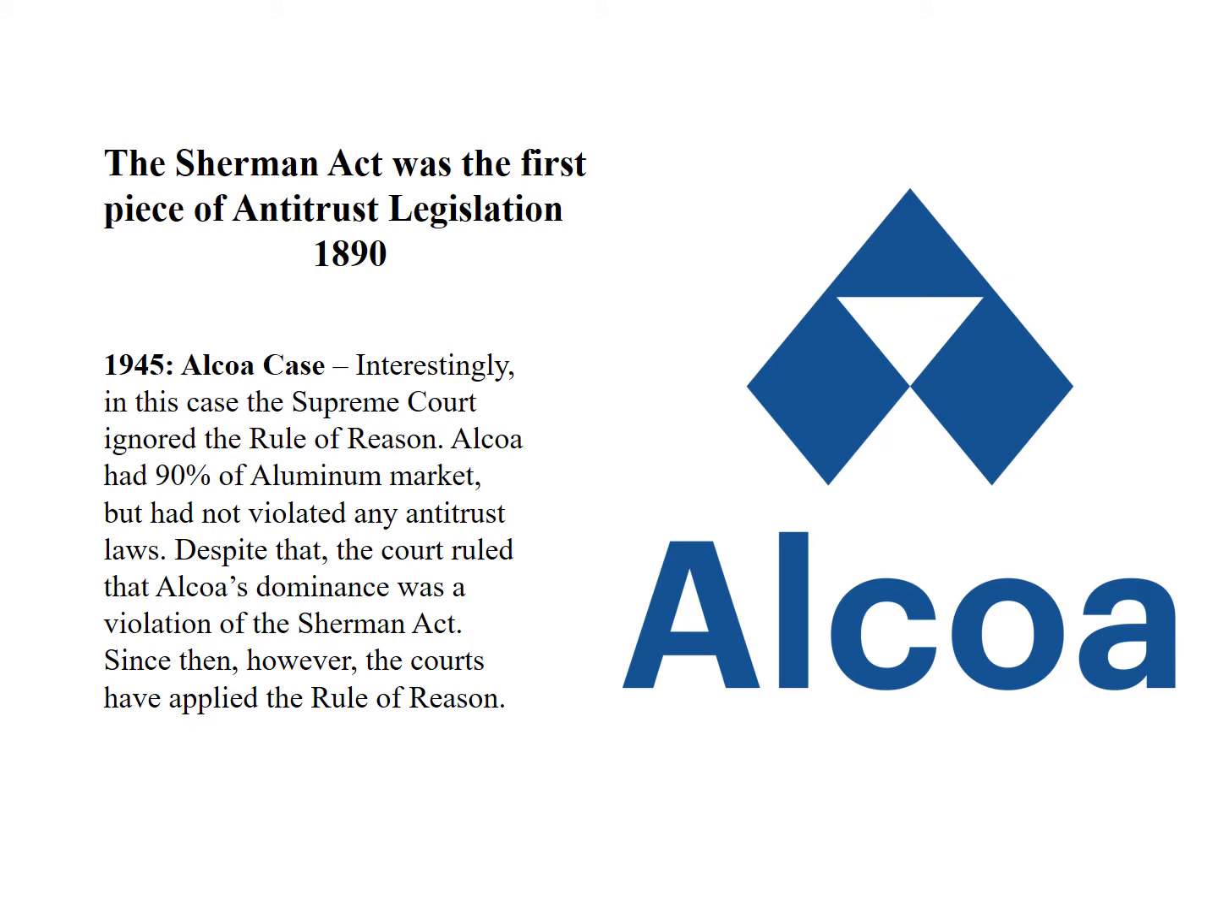There was an interesting case in 1945 involving Alcoa, the Aluminum Corporation of America. Alcoa, having obtained 90% of the aluminum market, but had not violated any antitrust laws, nor had it made any conscious attempt to monopolize, was accused by the Department of Justice of violating the Sherman Act. It competed with other aluminum firms for government contracts during World War II, and was awarded many of them because of the quality of their product, the speed of their delivery, and their pricing. Despite that, the Supreme Court, ignoring the rule of reason, ruled that Alcoa's dominance was in violation of the Sherman Act. Since then, however, the courts have applied the rule of reason.